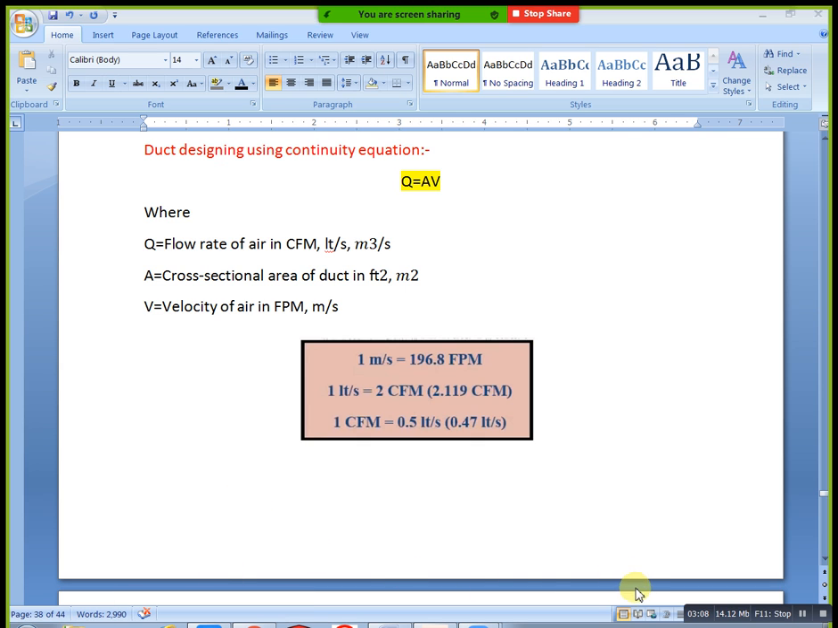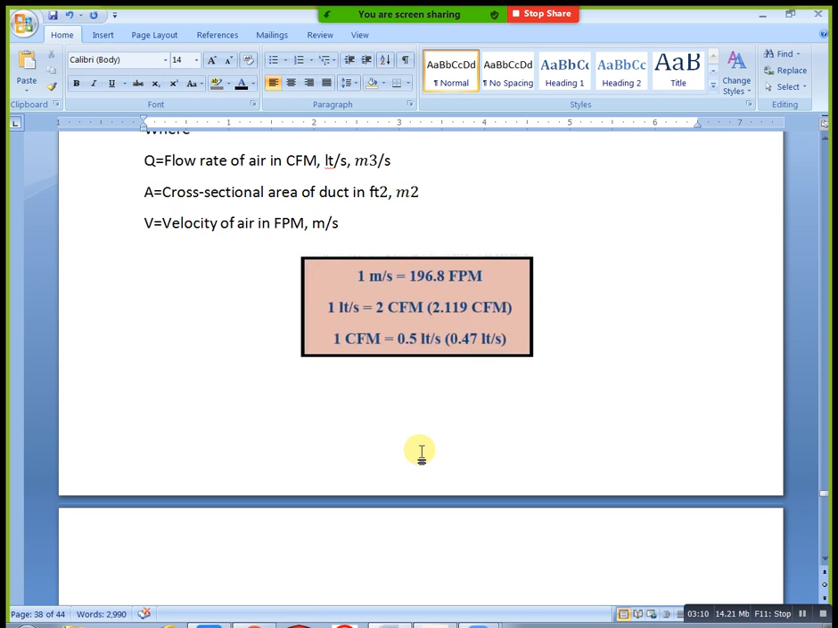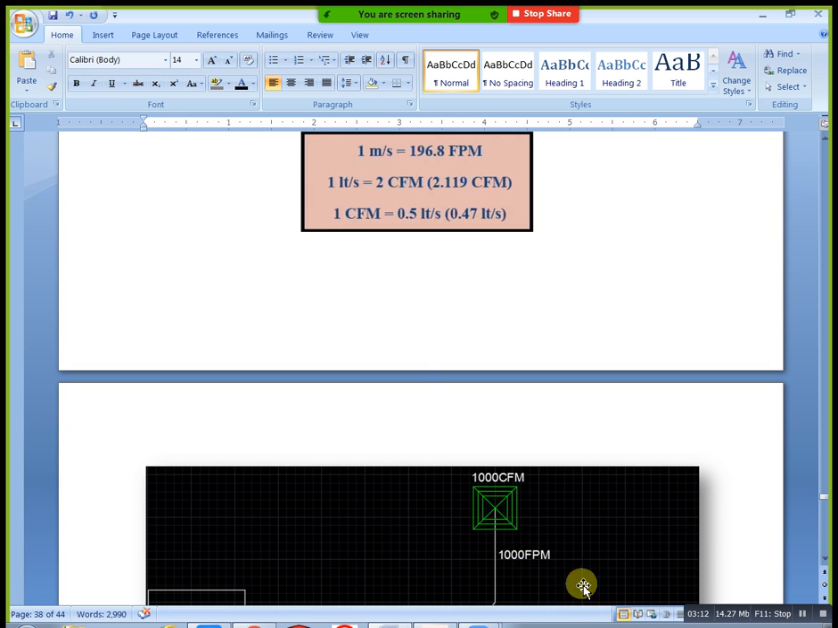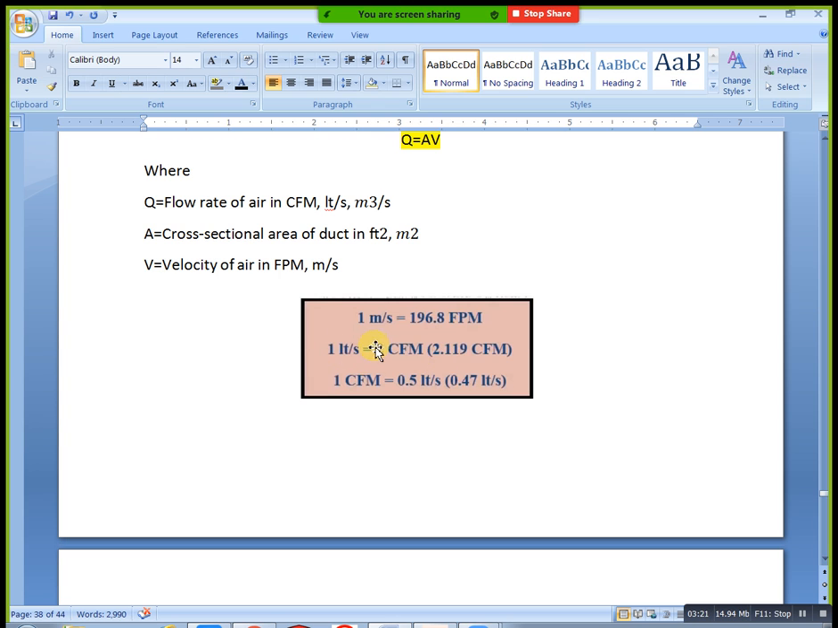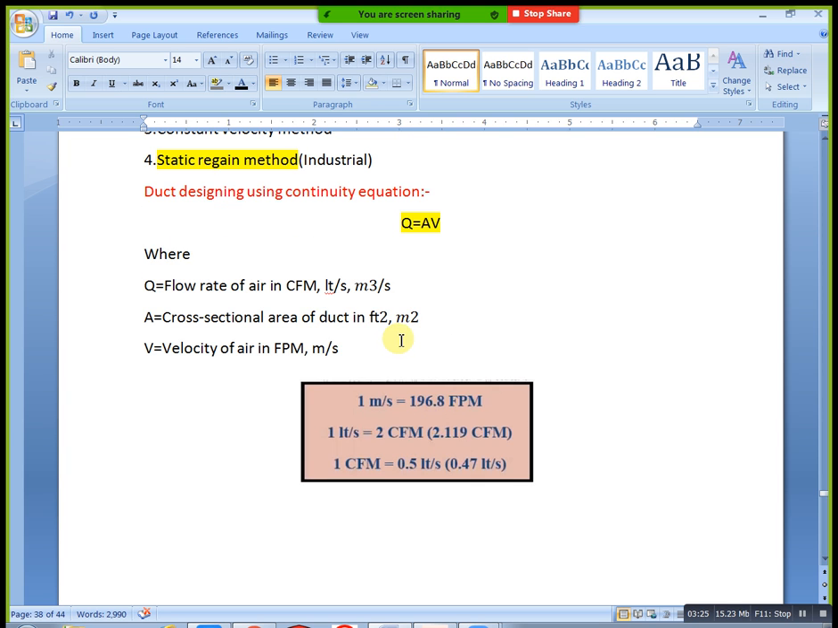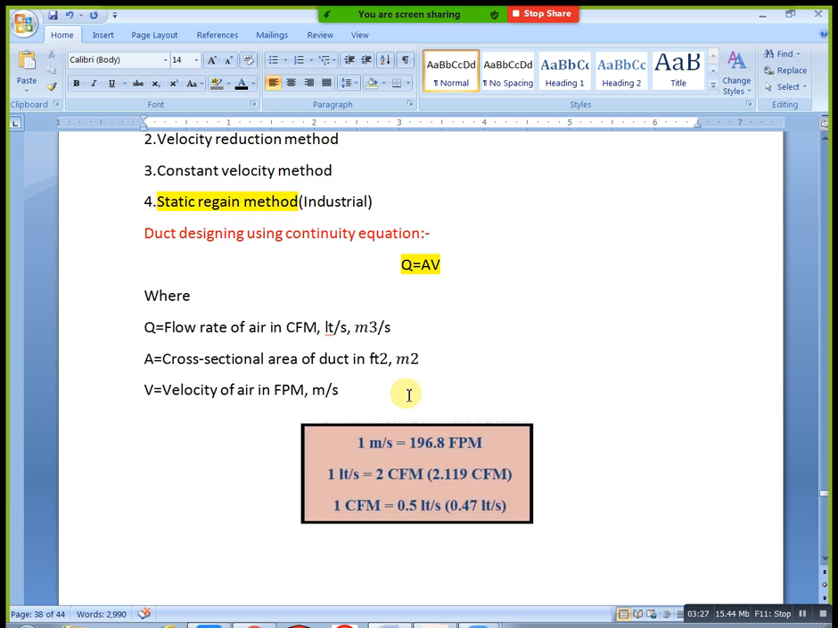Next, after this, just you can see here we have 1 meter per second is equal to how much FPM. At the same time 1 liter per second is equal to how much CFM. Just you will note down this data. This data is also important in conversion conditions.